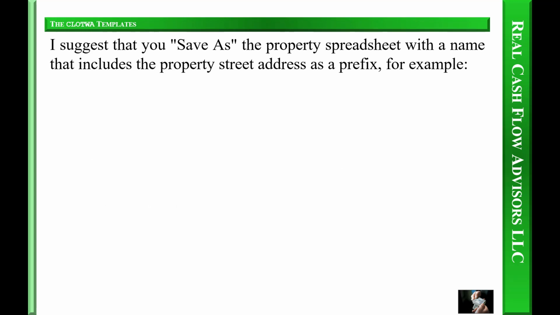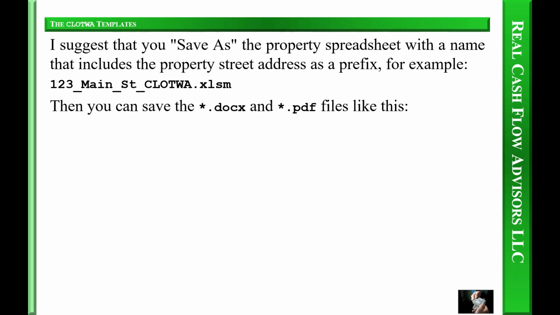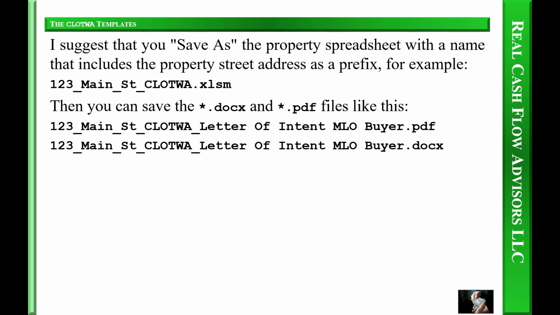I suggest that you save the property spreadsheet with a name that includes the property street address as a prefix. For example, for property at 123 Main Street, you would prefix it with 123 Main Street Clotwa.xlsm. Then you can save the docx and .pdf files like this: street name prefix, Clotwa, letter of intent, MLO buyer, PDF and docx.